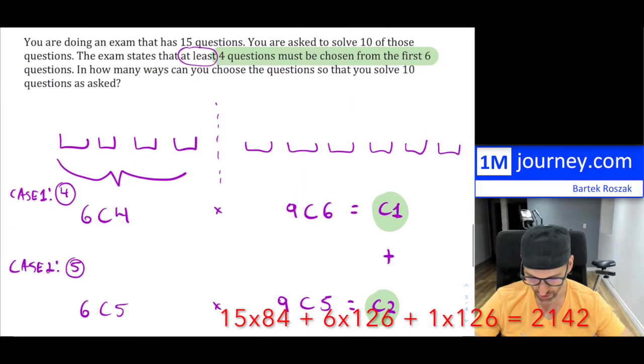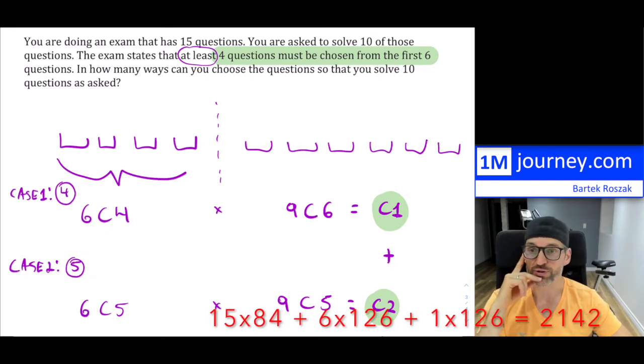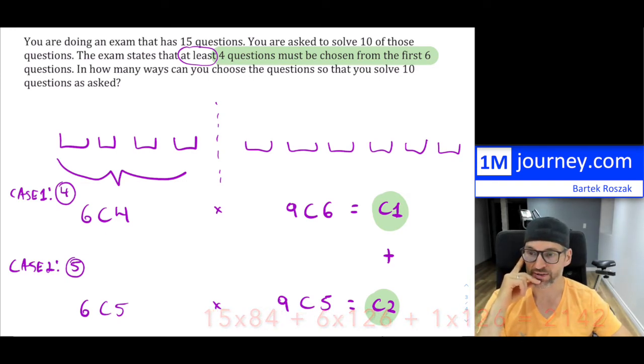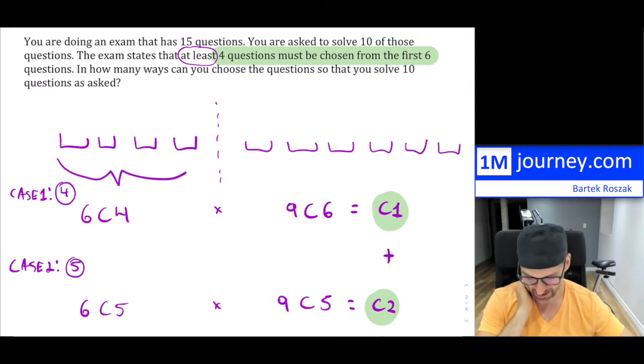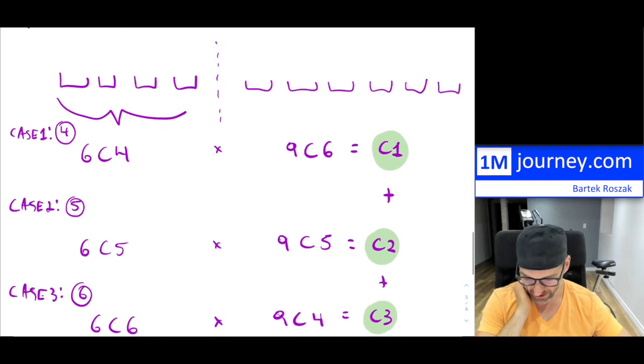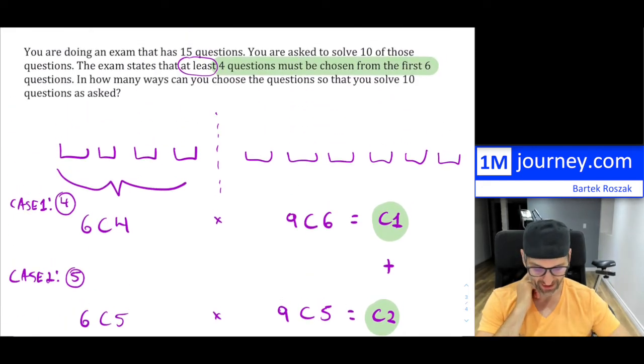But this is a nice question and a nice thought process behind how would you approach something like this. So you do have to kind of break it down, because they said the exam states that at least 4 questions must be chosen. So that means it's 6 choose 4 in that first case. Okay, if you chose 5 of them, it's 6 choose 5, and then 6 choose 6. So we have to do a little bit of work. All right, so that's another question in terms of combinations.